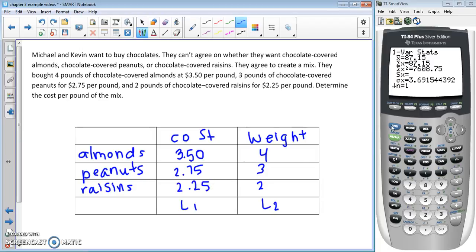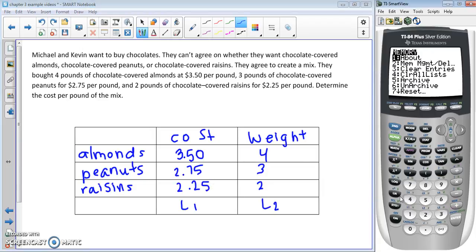So again, second plus 4, and then enter to clear our list, and then we can type in our values. So let's go over to type in L1. So $3.50, $2.75, then $2.25, and then over to L2, and then 4, 3, 2.